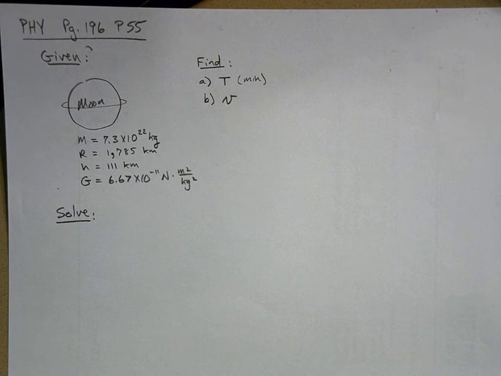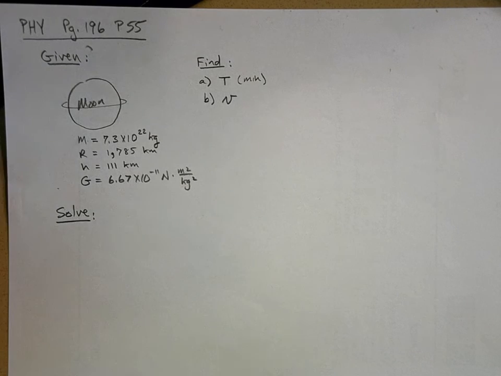Let's do problem 55 on page 196, and I'll read the problem. It says, on July 19th, 1969, Apollo 11's orbit around the moon was adjusted to an average orbit of 111 kilometers. The radius of the moon is 1,785 kilometers, and the mass of the moon is 7.3 times 10 to the 22 kilograms. How many minutes did the Apollo 11 take to orbit the moon once? And at what velocity did it orbit the moon?